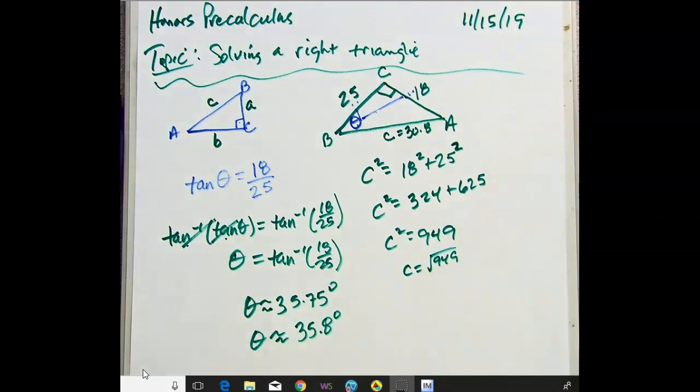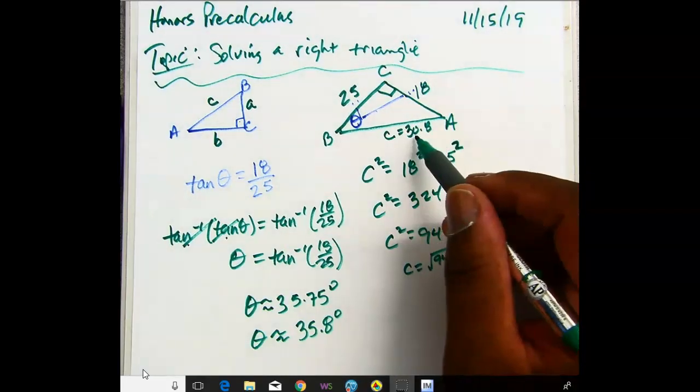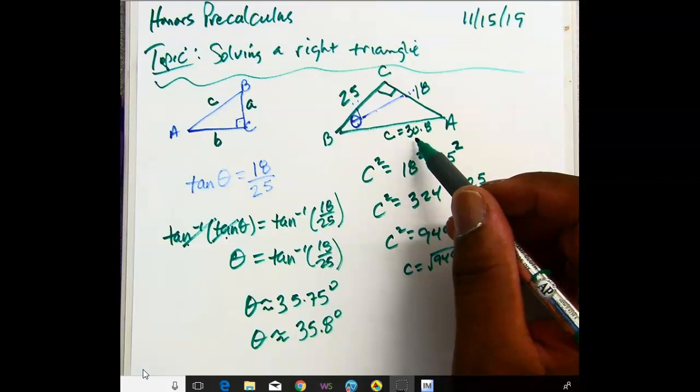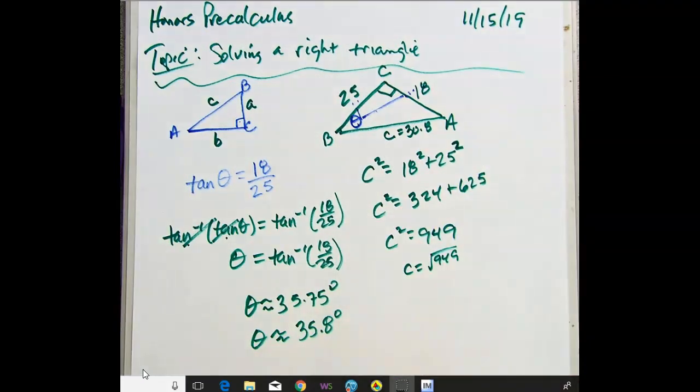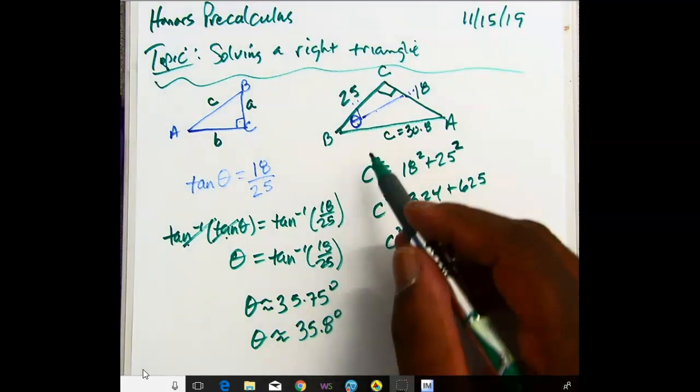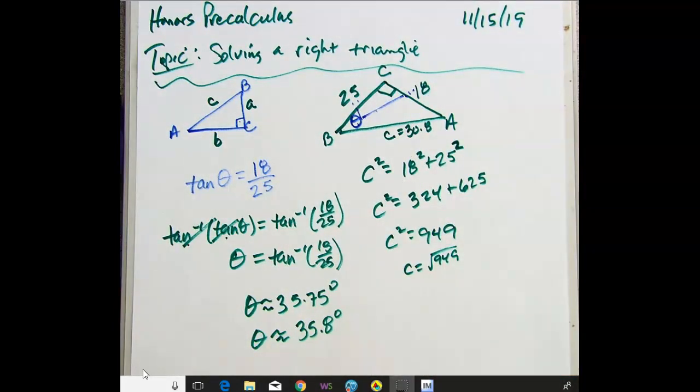So we started off where we were given the right angle, two sides. We found the third side through the Pythagorean theorem. We found one of the angles using tangent. So theta is 35.8. So now what is our missing angle measure?